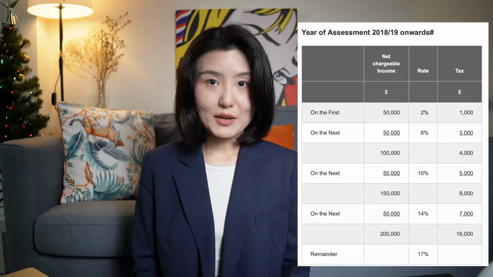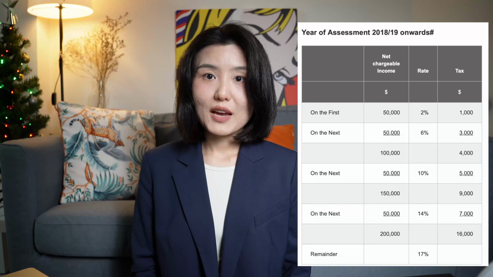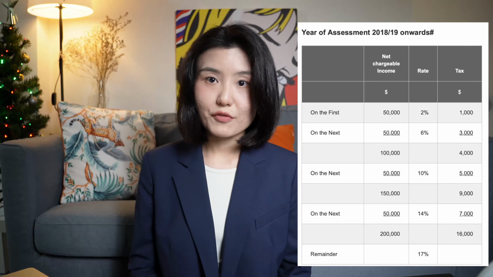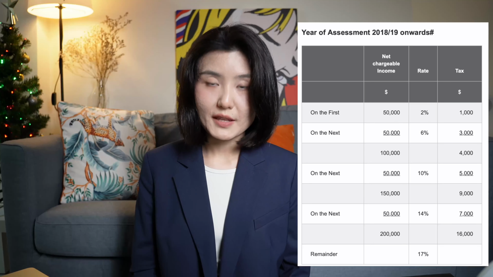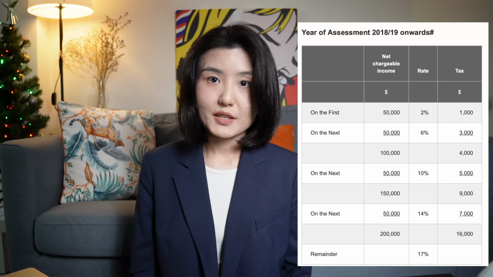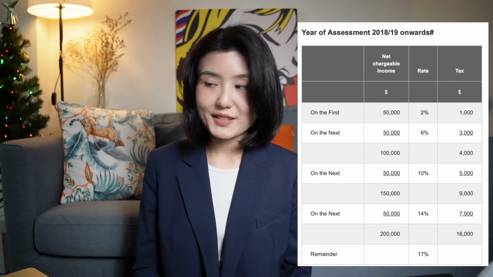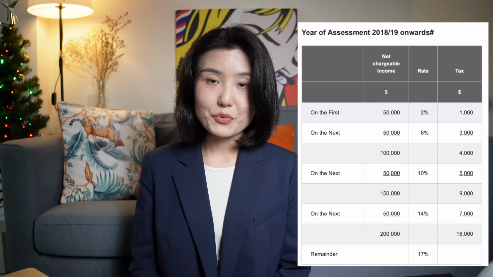And in terms of the progressive rate, for the initial 200,000 Hong Kong dollars, there is a progressive rate increasing from only 2% to 14%, and for the remaining part, it is subject to a 17% tax rate. You can see that in Hong Kong, the tax rate is pretty low.